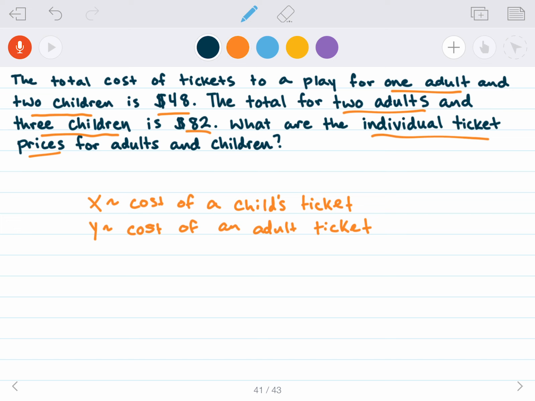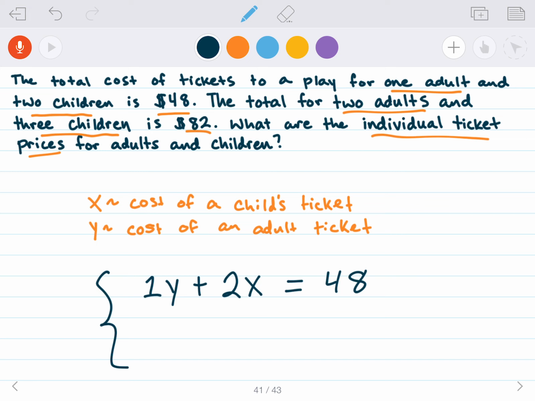So the next thing we need to do is actually write out the equations that we're going to solve from this information. The first sentence says that the total for 1 adult and 2 children is $48. So how do we write that in an equation? Well, we have 1 adult and we're going to multiply by the cost of the adult tickets, which is y, plus 2 children, so 2 children times the cost of the children's ticket, and that total equals 48.